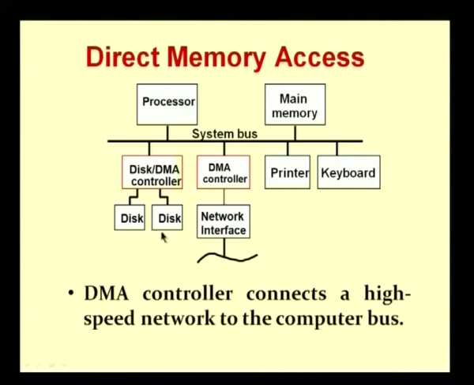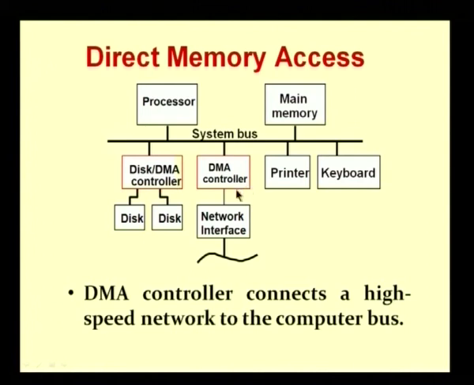Now, with disks and network interface, there is a lot of data that needs to be transferred. This may happen through a DMA controller. So, I am putting a DMA controller here which interfaces to the network interface card. Similarly, I have a DMA controller here which is interfaced, you can see, to two different disks, which means that both the disks can also share a single DMA controller. So, that is also possible.